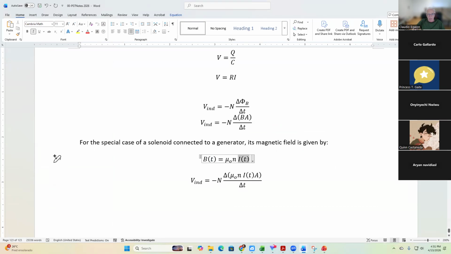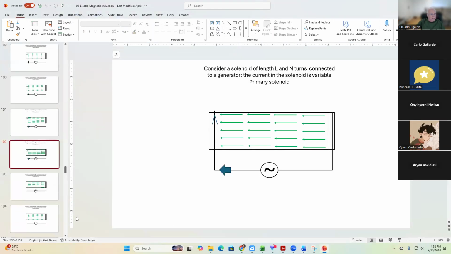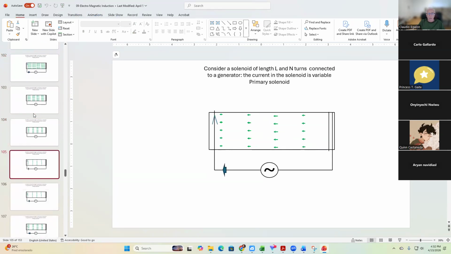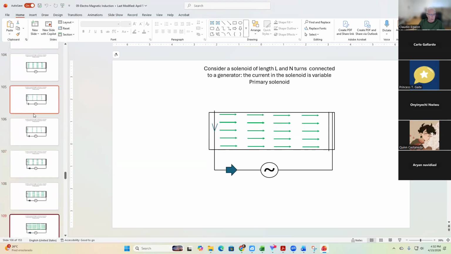Because the solenoid is connected to a generator, the current through the solenoid is not the induced current, but the regular current, which is going to be a function of time. And because the current is a source of magnetic field, the magnetic field will also be a function of time. Like I said, there is no induced current here so far, okay?